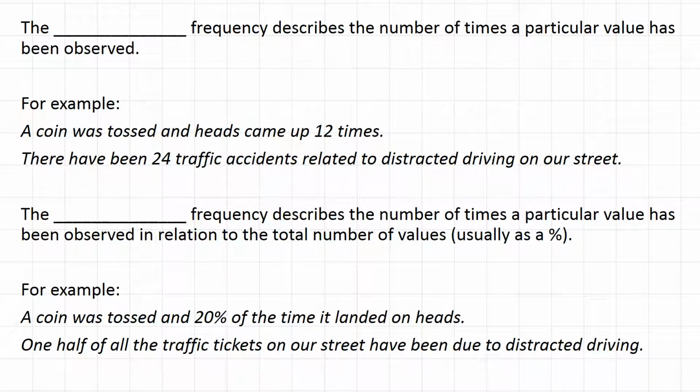So if we want to take a look at the vocabulary one more time, the absolute frequency describes the number of times a particular value has been observed. So in the last example, it was 30 cars that were observed to have distracted driving. Another example, a coin was tossed and heads came up 12 times. This is a counting number, which indicates that it's an absolute frequency. There have been 24 traffic accidents related to distracted driving on our street. So this is counting the number of accidents.